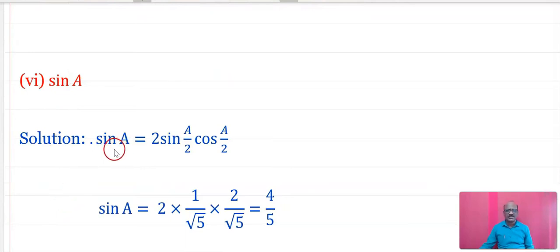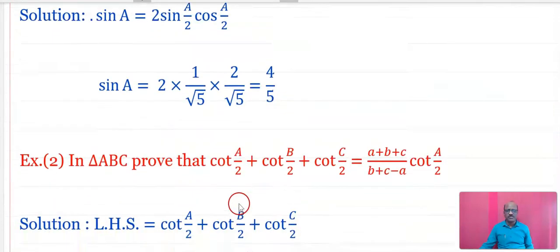Next is sine A. What is sine A? That is, sine A is equal to 2 sine of A by 2 into cos of A by 2. Now substitute the values of sine of A by 2 and cos of A by 2. That is 2 into 1 by root 5 into 2 upon root 5. Then you will get 4 upon root 5 into root 5, that is 4 by 5.